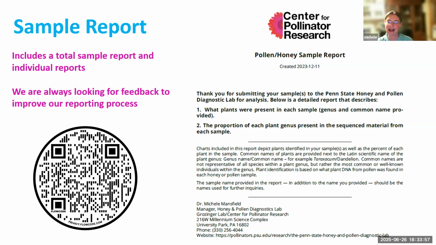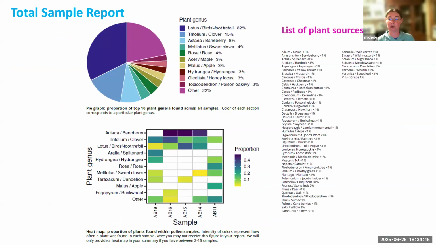But yeah, if you guys think of anything that makes the report better, I'm all ears. We're always trying to improve how things appeal to beekeepers to make it more user-friendly. Okay, so this would be an example of what a total sample report would look like.